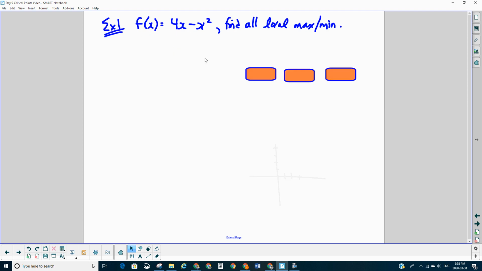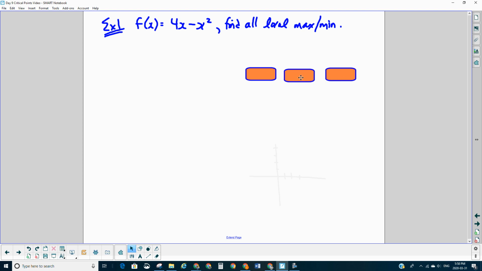So we'll do it with this first example. Now, in this example, you'll notice it's a quadratic. You probably already have an idea of what this shape is, seeing that it's a negative x squared. But we're going to pretend we don't know whether it's a local max or a local min. And we're going to go through the process to figure out how we'll prove that it's a local max or a local min.